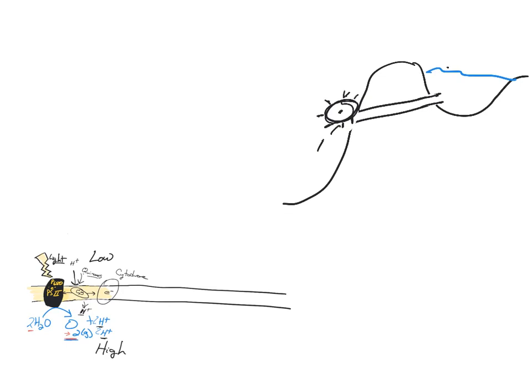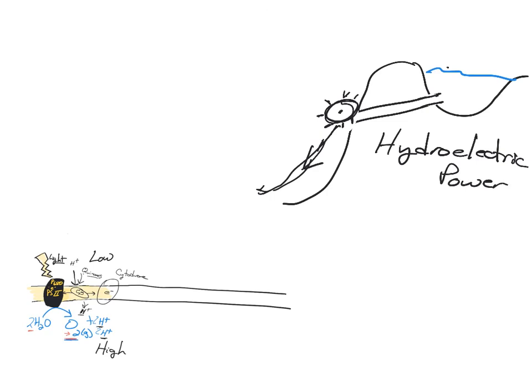The water's going to fall, right? You have a waterfall. It's going to run down. What do we call this? Hydroelectric power. This is called the dam. Right? This is how a dam works. This is how Niagara Falls works.